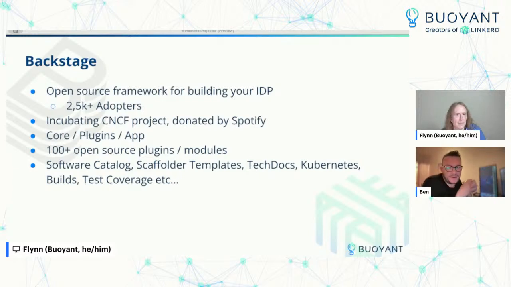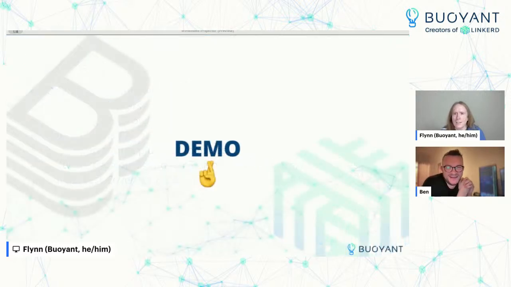These numbers need a little bit of updating, actually, because there's probably a lot more than 100 open source plugins and modules now inside the ecosystem. But we've got plugins for the software catalog, which we're going to get onto. Scaffolder templates, we're not really going to touch too much today. Tech docs, Kubernetes, things like this, plugins for Backstage that help you integrate with third-party services, or whatever you've got running inside your organization. I think it's definitely more than 100 now.